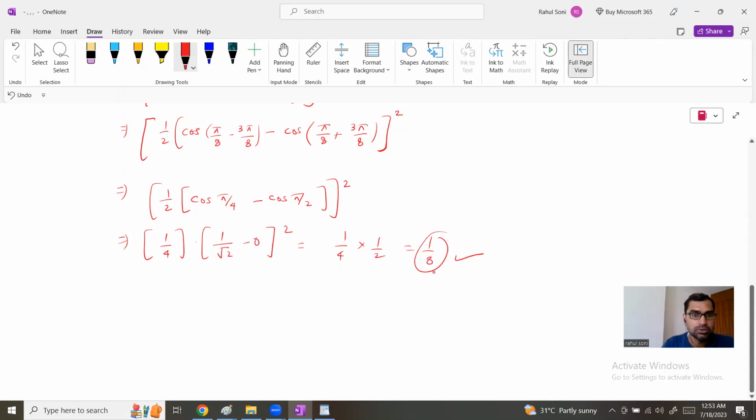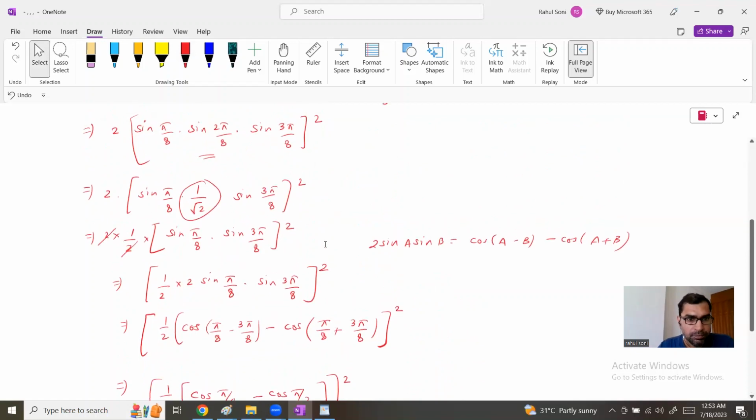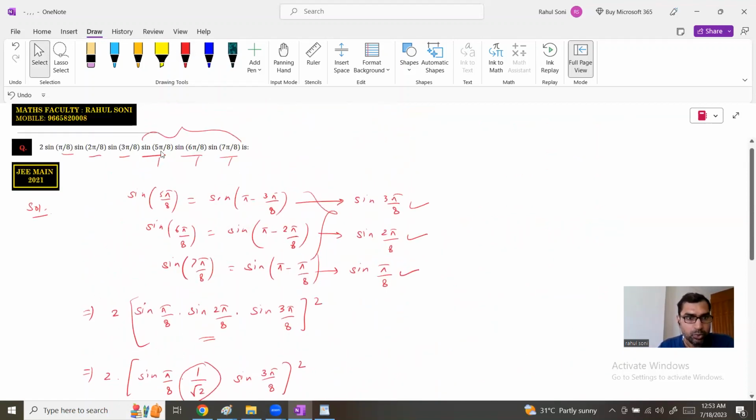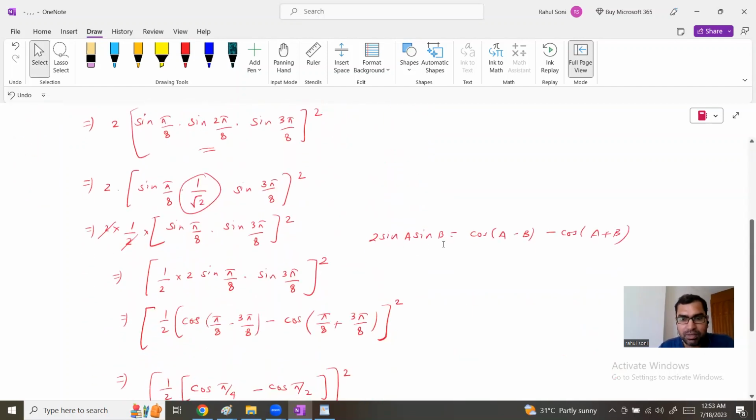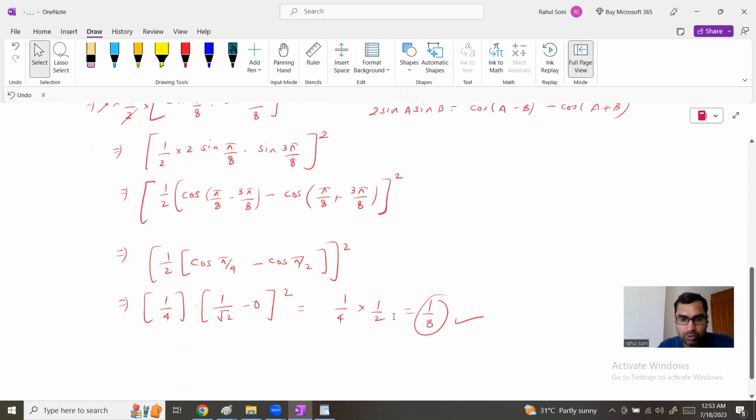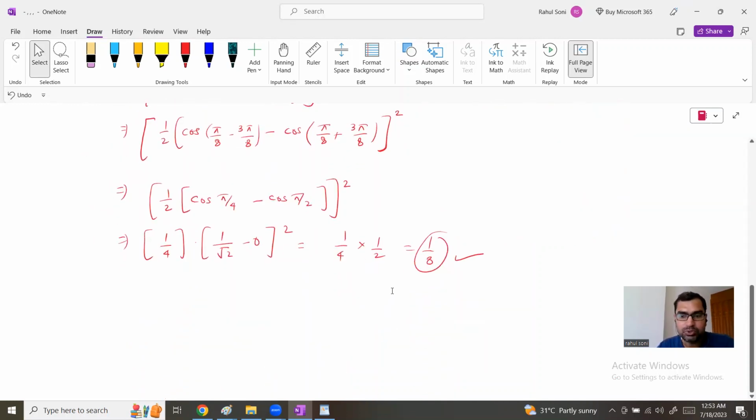Now just to summarize what formula and logic we have applied here. Firstly, we converted the terms sine 5 pi by 8, 6 pi by 8, 7 pi by 8, and we were able to convert them to the existing terms like sine pi by 8, 2 pi by 8, and 3 pi by 8. After that, we were able to apply the simple formula of 2 sine A sine B equal to cos A minus B minus cos A plus B. So I hope the solution is clear.